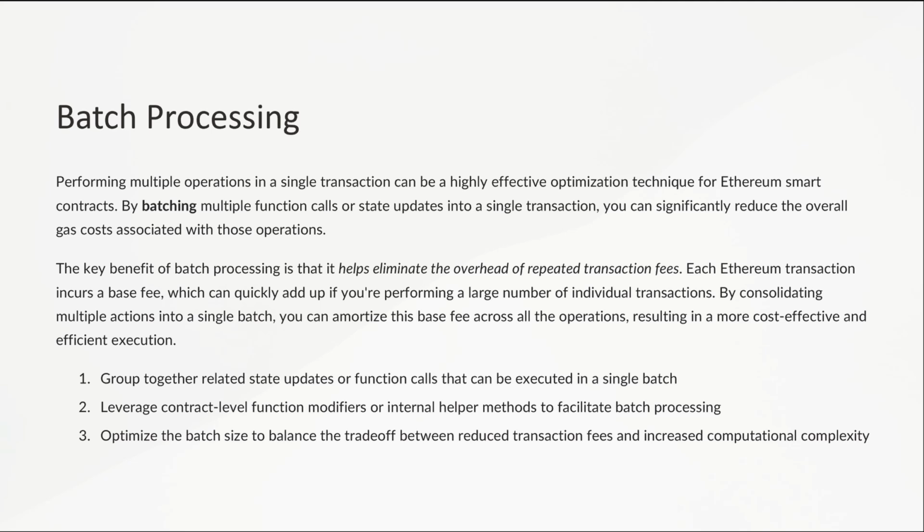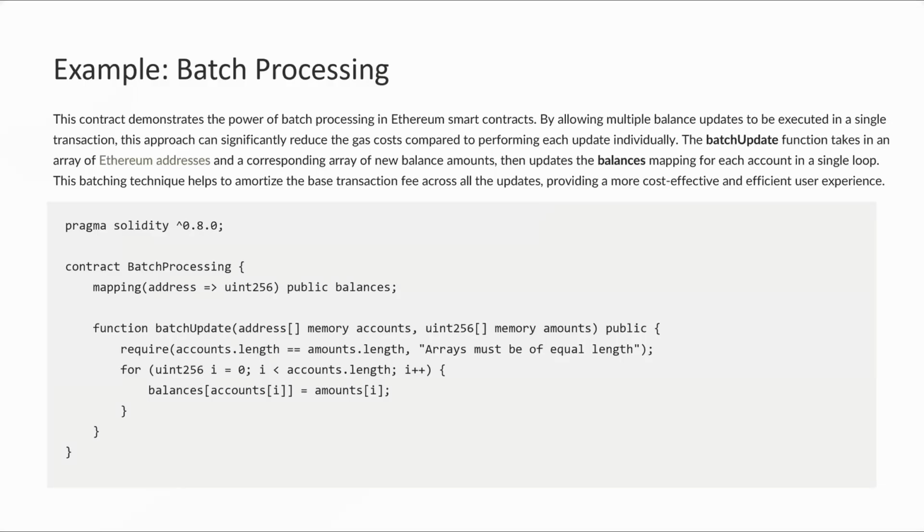By batching multiple function calls or state updates into a single transaction, we can significantly reduce the overall gas costs associated with those operations. For example, in this code, the batch update function takes in an array of Ethereum addresses and a corresponding array of new balance amounts.